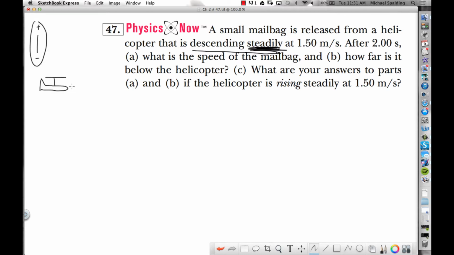So velocity for the helicopter is negative 1.5 meters per second with an acceleration of 0, right? Because if the helicopter is not going faster, not going slower, it has 0 acceleration. So this data right here, I'm going to box this. This data is for the helicopter.